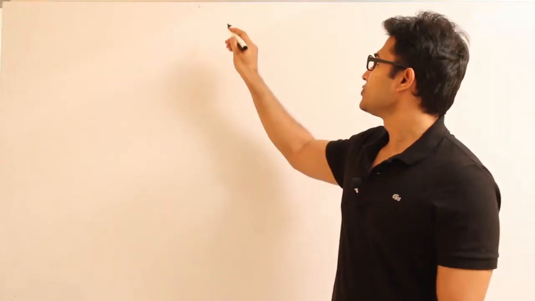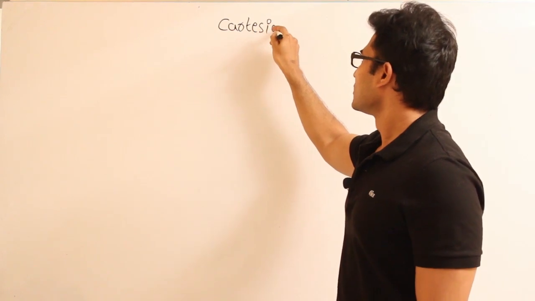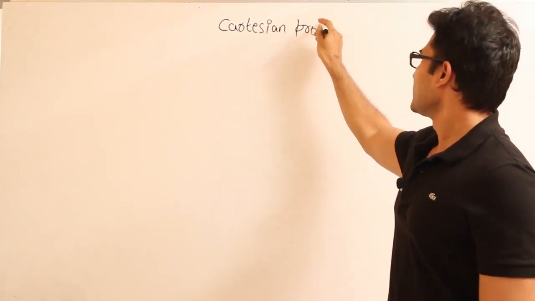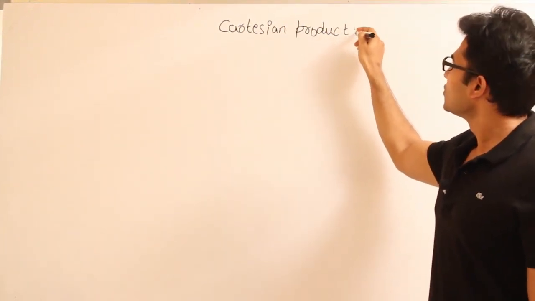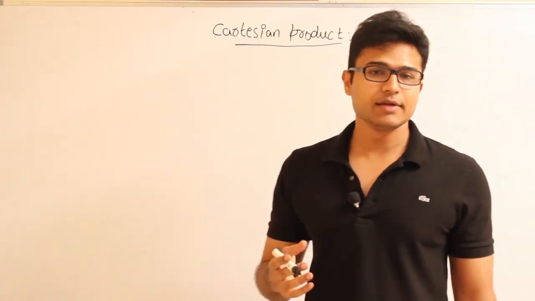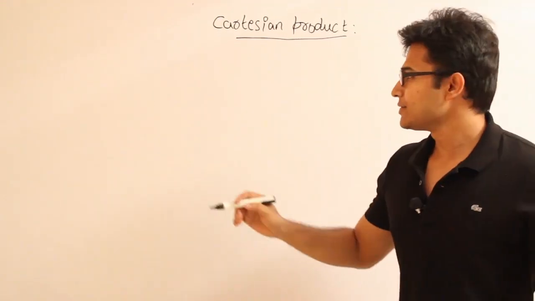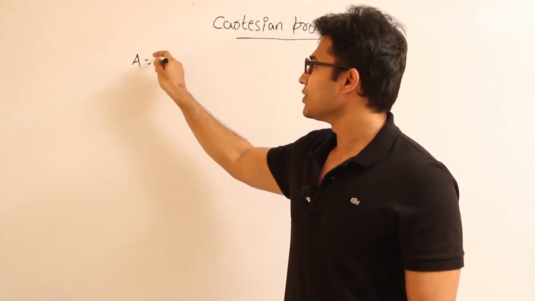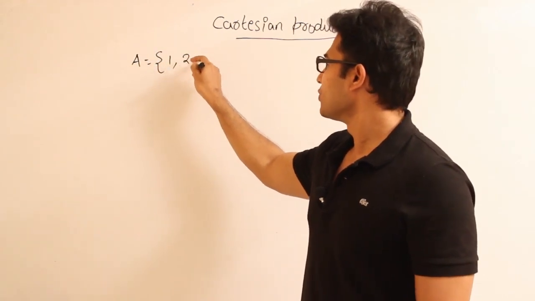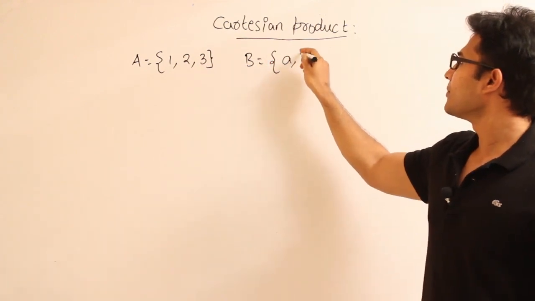Let's talk about Cartesian product. Cartesian product is generally taken between two sets. You can take it between two or more sets, but here let's restrict ourselves to Cartesian product between two sets. Let us say we have a set A equal to {1, 2, 3}, and we have a set B equal to {a, b}.